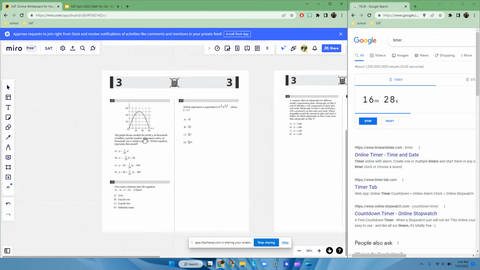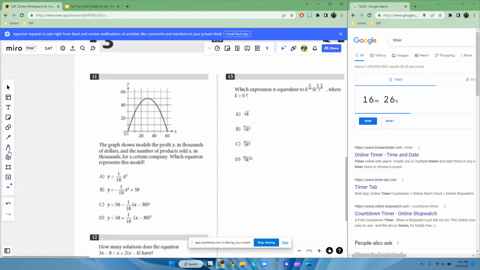Next question. Okay, number 11. The graph showing the model is the profit Y in thousands of dollars and the number of products sold X in thousands for a certain company. Which equation represents this model? For here, we're going to be using the vertex formula. Here we can see that the vertex is at point 30, 50.